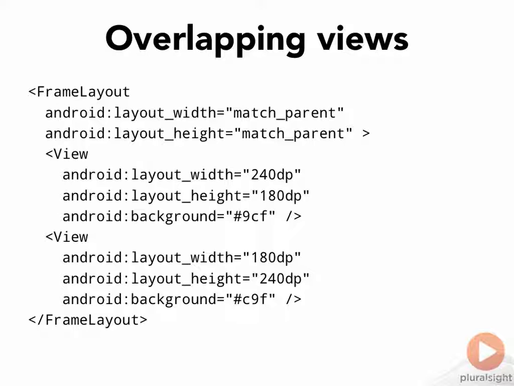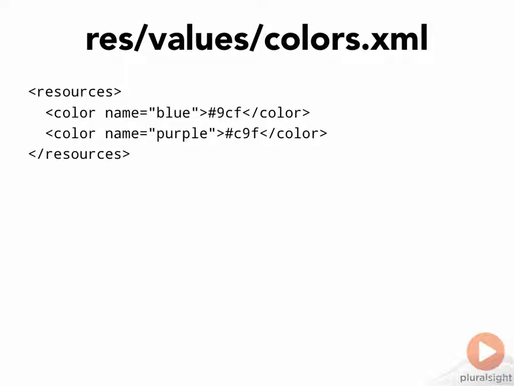Before I dive into the example, let me make the code a little bit more readable. Right now, the background color is specified with an inline hex value. I don't know about you, but it's a little bit hard to see what 9CF corresponds to. What we can do is define these color values in this file called res/value/colors.xml. It may look familiar to you.